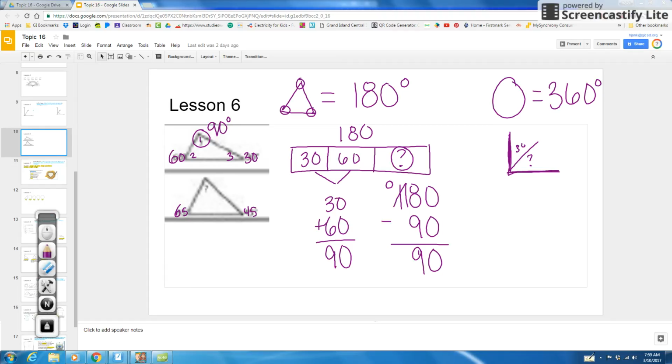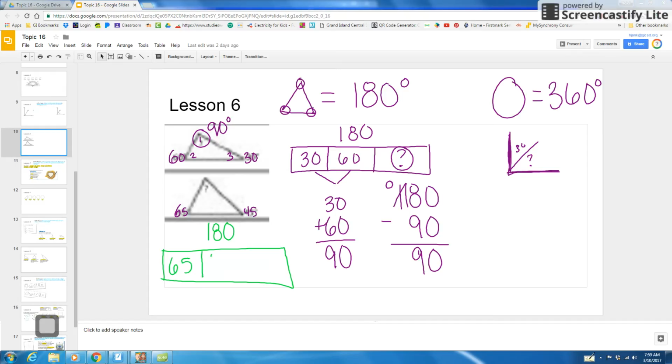Same concept down in this bottom one. Okay, I know that this whole triangle needs to be 180 degrees. There's my total. I have a 65-degree angle, I have a 45-degree angle, and I have a missing angle. So I could start by putting these two parts together to find out what I have so far. So right now, so far, I have 110 degrees between these two angles.